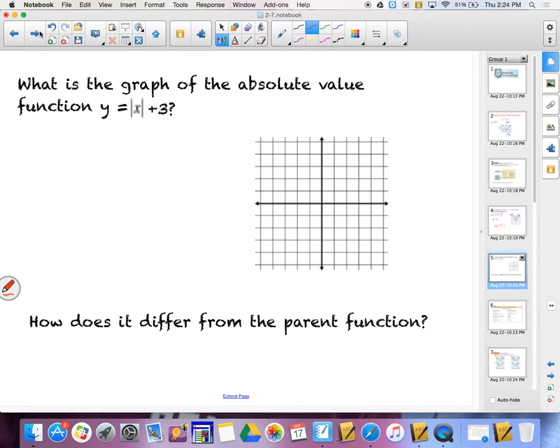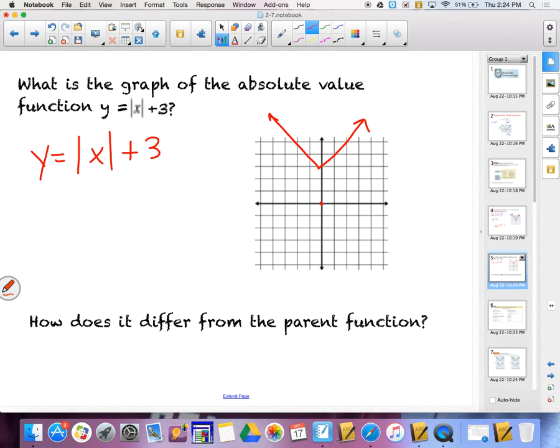So the next one. They give us the equation, y equals the absolute value of x plus 3, and they want us to graph it. Okay? Now, if I start at 0, 0, because I know that's my vertex of my parent function, what am I going to do to my parent function? I'm going to go up 3. 1, 2, 3. So it's going to look something like that right there.